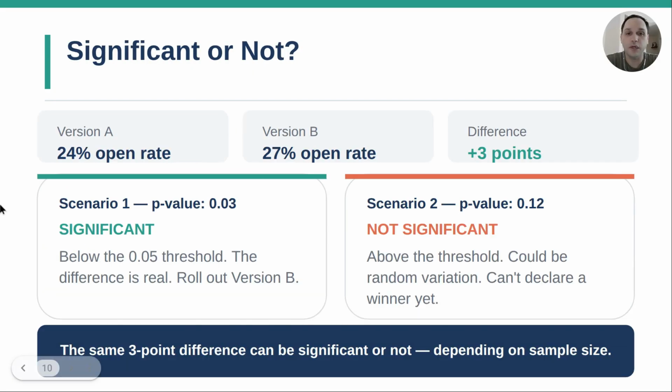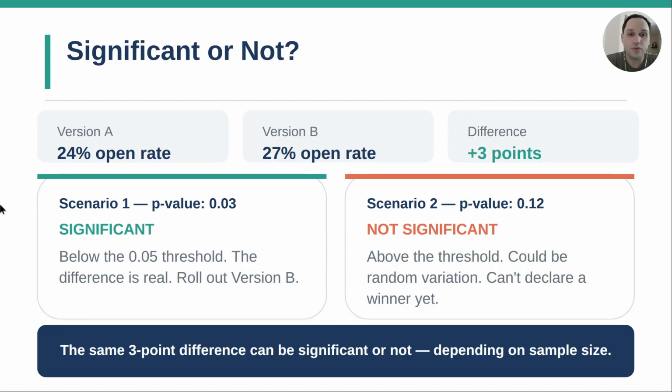Let's see how Freshbox results play out. The 3-point open rate difference between version A and version B. In scenario 1, the p-value comes back at 0.03. That's below the 0.05 threshold, statistically significant. There's only a 3% chance this gap appeared by random variation. Freshbox can confidently roll out version B.